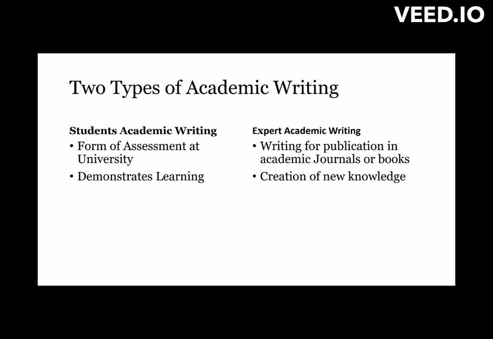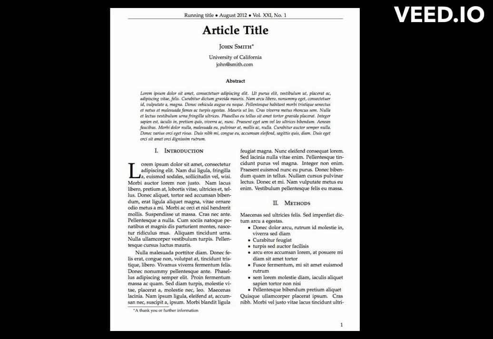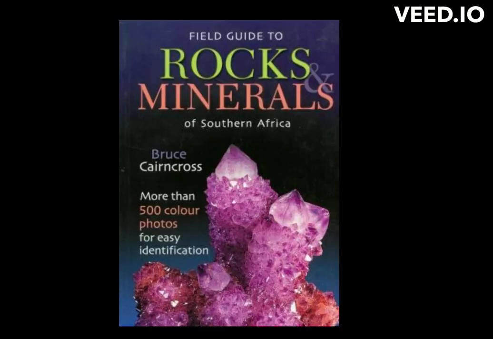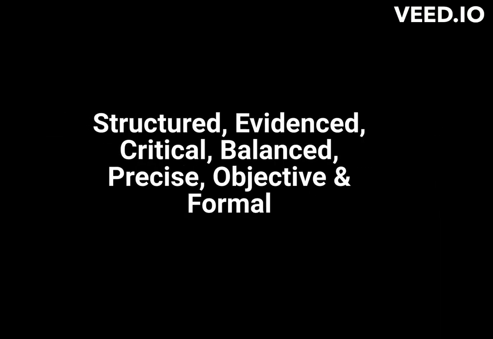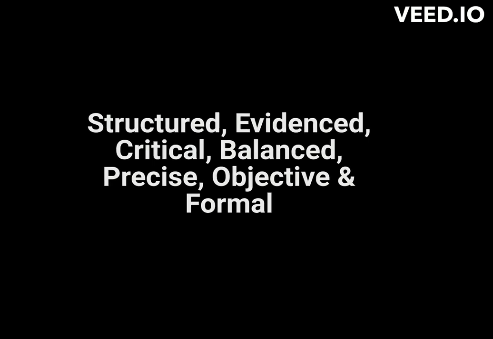Student academic writing is used as a form of assessment at university, as well as at schools as preparation for university study, whereas expert academic writing is writing that is intended for publication in an academic journal or book. Both types of academic writing are expected to adhere to the same standards, which can be difficult for students to master. Characteristics of academic writing include structured, evidenced, critical, balanced, precise, objective, and formal. Let us dive into each component.